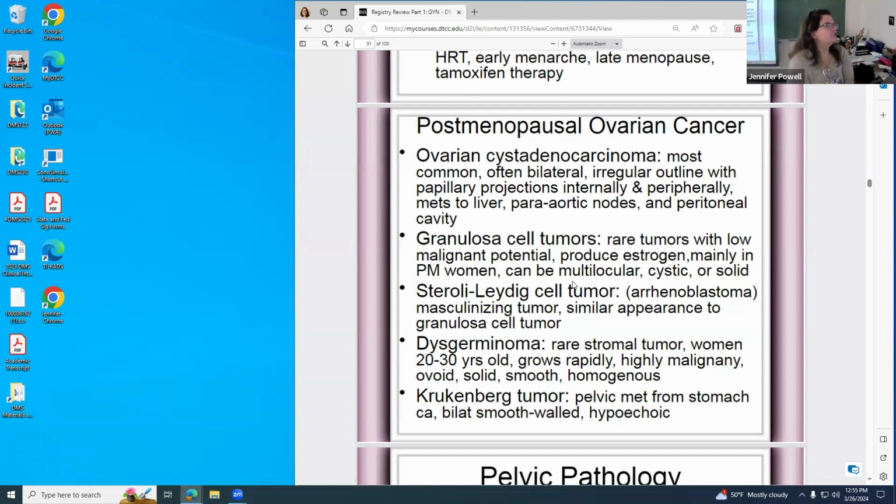And then you could have dysgerminoma, which is a rare tumor in women 20 to 30 years old. It grows rapidly, highly malignant, ovoid, smooth, solid, homogeneous. And then Krukenberg tumor, pelvic mets from stomach cancer, bilateral, smooth-walled, hypoechoic. But cystadenocarcinoma is the most common type.